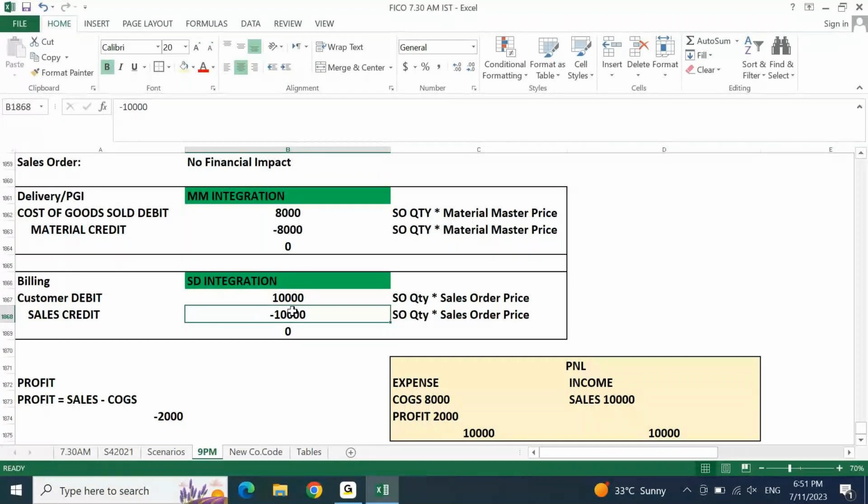Because nobody wants to make a loss when you do a sale. If your sale is 10,000 and cost of goods sold is 11,000, you are ending up generating a loss of 1,000, for which they will ask for an explanation why the system is picking cost of goods sold more than sale value.